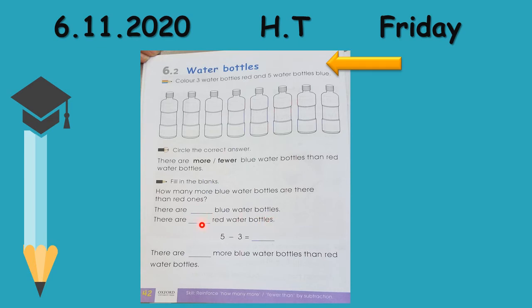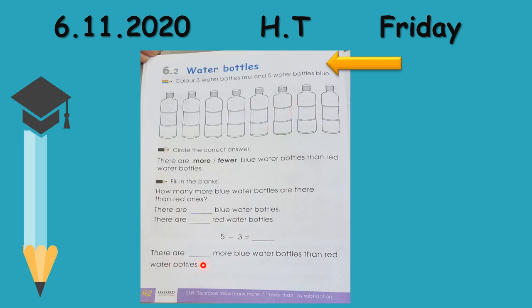5 and 3. Now here is a question. 5 minus 3. Here is a sign of minus. We always use in subtraction. 5 minus 3 is equal to dash. If we cross 3 bottles, 1, 2, 3. How many left blue bottles? 1, 2. So your answer is 2. 5 minus 3 is equal to 2. You will write here number 2 in a blank.